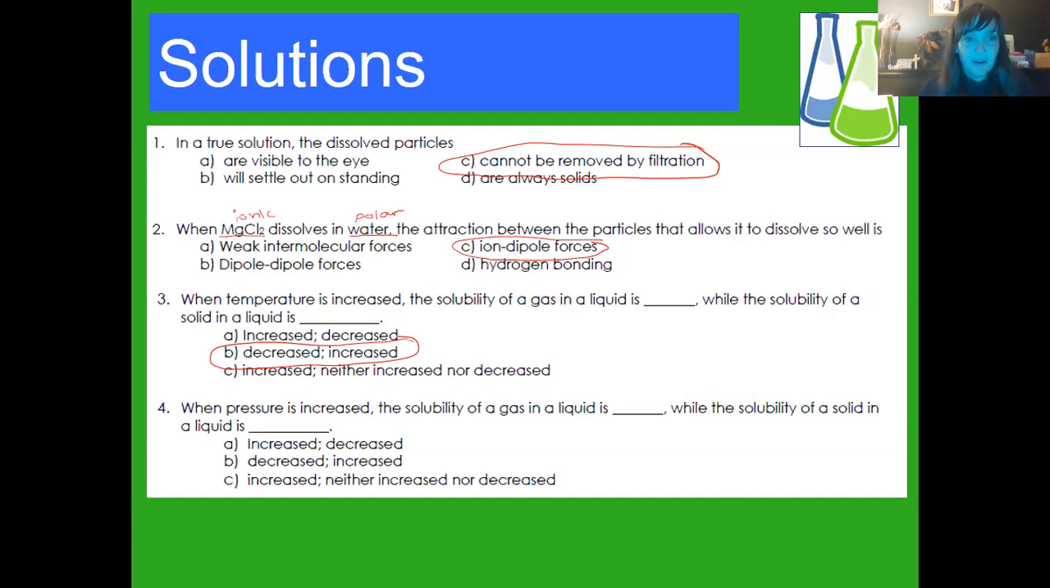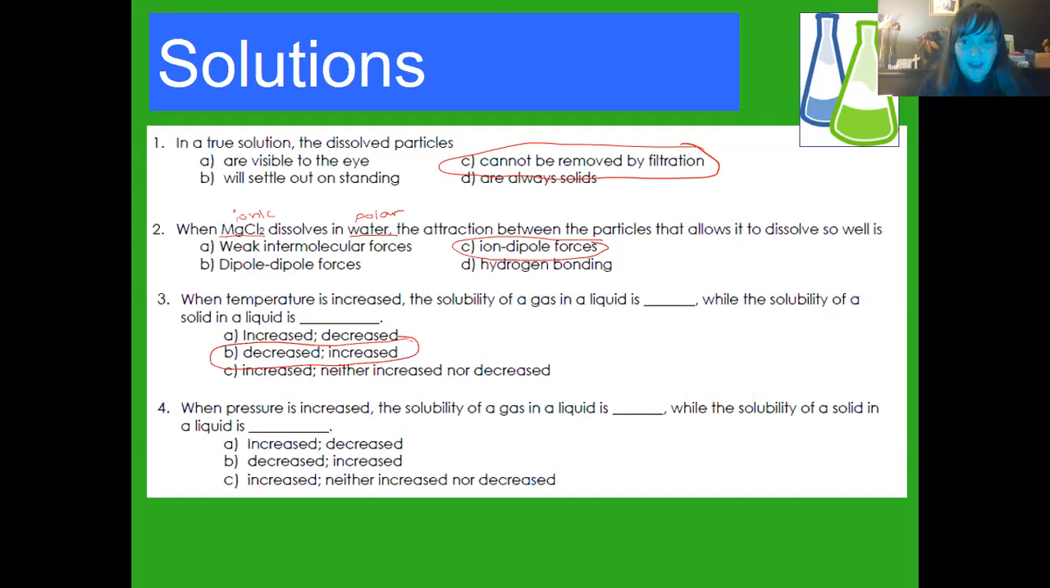All right, number 4. When pressure is increased, the solubility of a gas in a liquid is blank, while the solubility of a solid in a liquid is blank. Okay, now we're thinking about pressure instead of temperature. I'm going to think of examples again. So for pressure, again, for a gas in a liquid, I'll think again about the soda can. To keep the bubbles in, you want to increase the pressure. That means keep the can of soda closed. So they're saying pressure is increased, the solubility of the gas in the liquid will increase. It keeps the bubbles in better when the pressure is high.